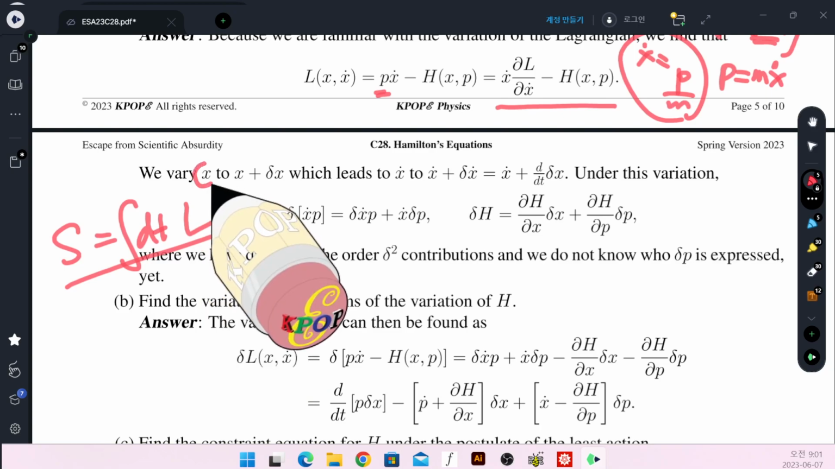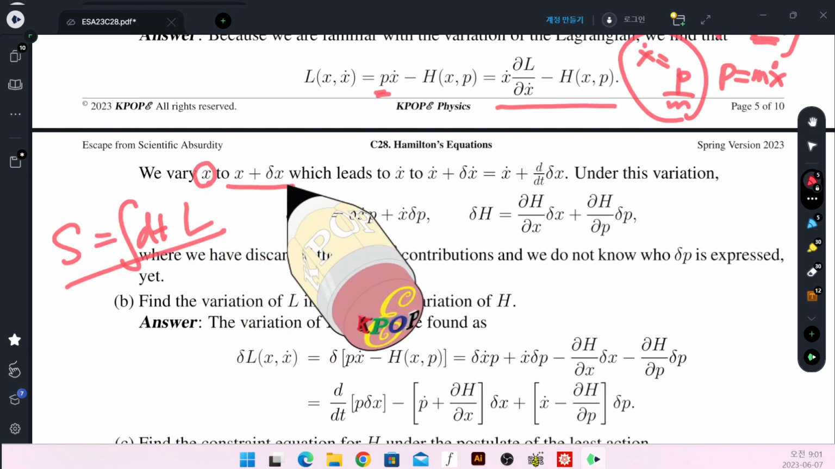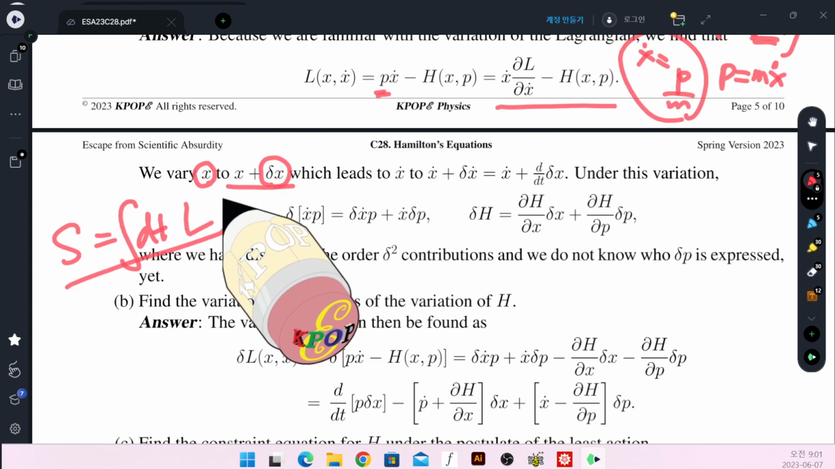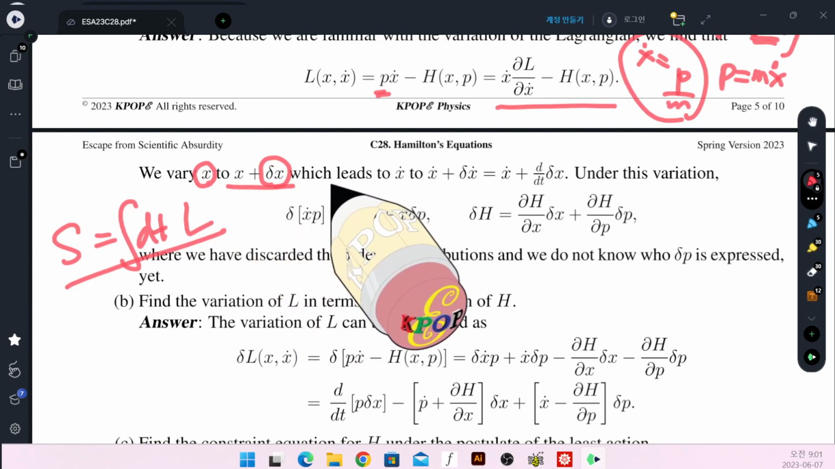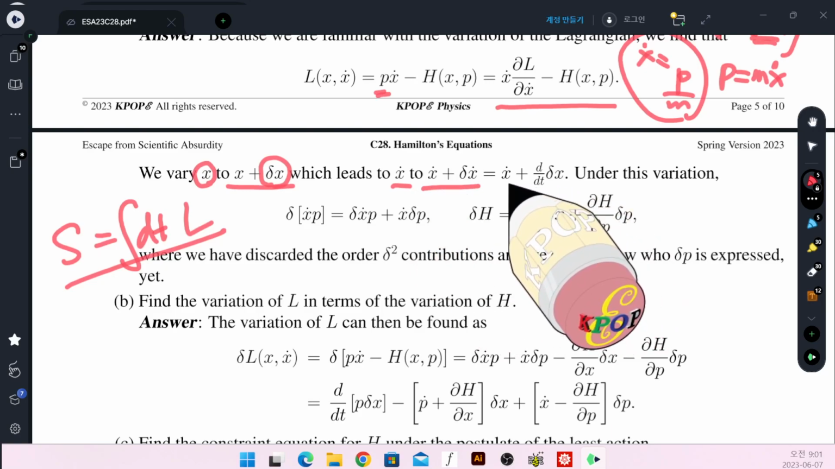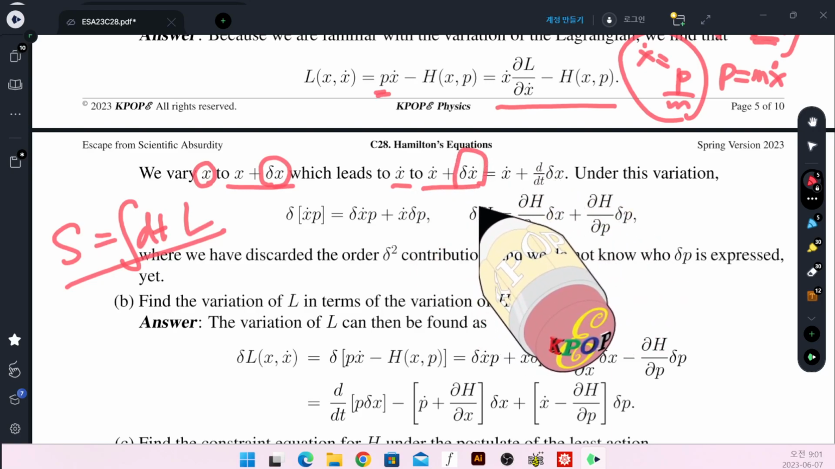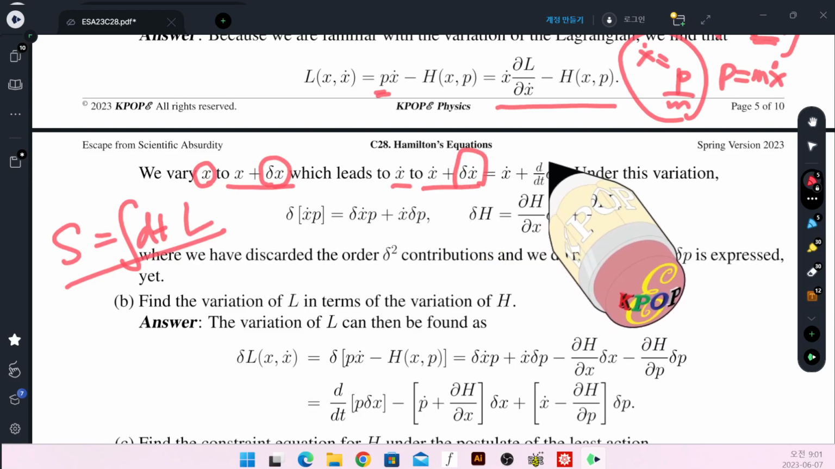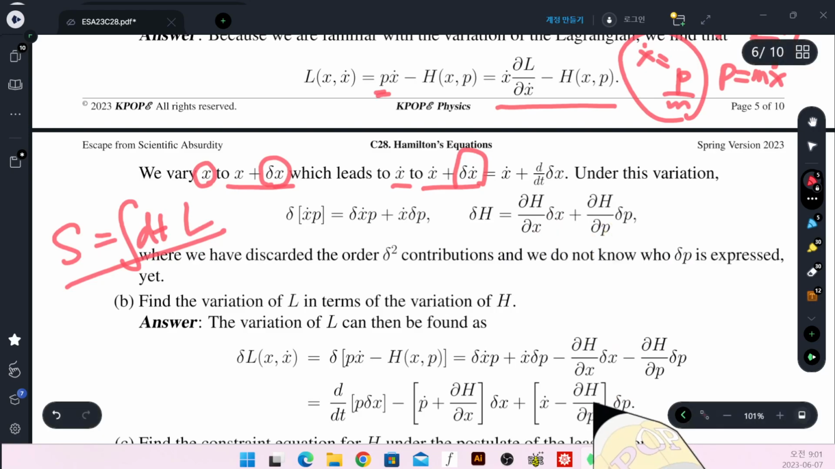Okay, we vary a certain path by a delta x, this fictitious, imaginary. We imagine deviation from this physical path. In that case, the velocity changes in a similar manner, and that change in the velocity due to the modification of the path from the physical one to an imaginary one is just the time derivative of the variation of the path.